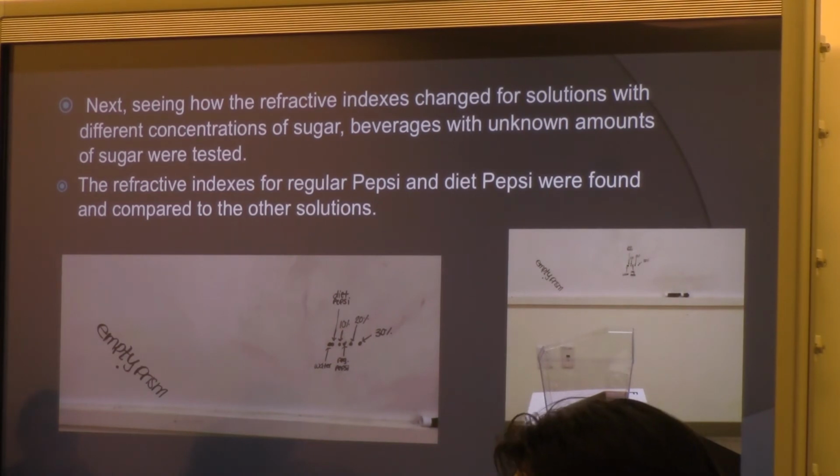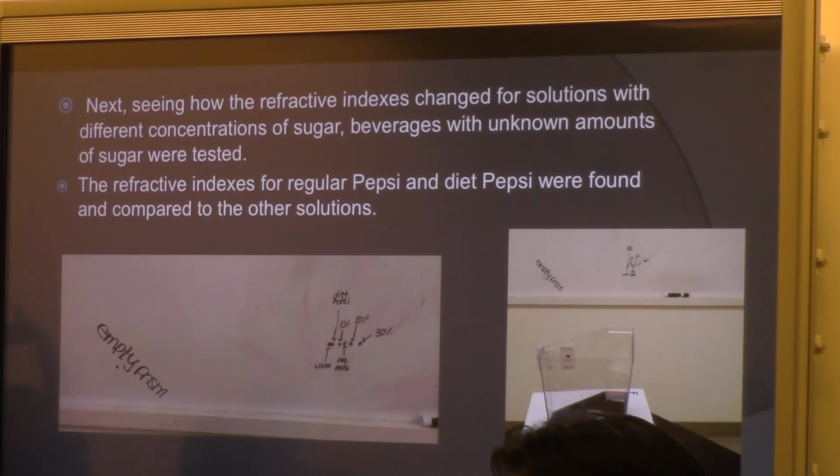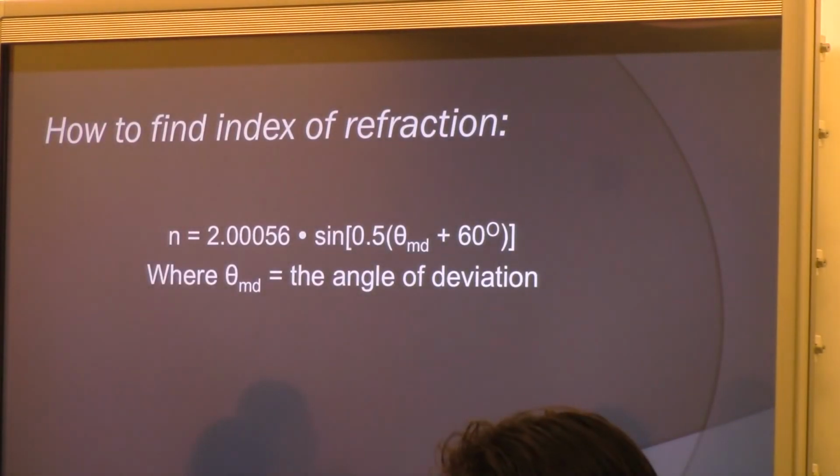So next, seeing how the refractive indexes change for solutions with different concentrations of sugar, beverages with unknown amounts of sugar were tested. The refractive indexes for regular Pepsi and Diet Pepsi were found and compared to the other solutions. So you can see that you got 2 images there. The first one on the left is the laser that pointed through an empty prism with no water whatsoever. And then when you put the water in, it shifts solid like half a meter to the right. And then when you add different amounts of sugar into it, you can see it shifting a couple centimeters each time. And for the second picture, you can just see it actually being angled farther away through the cola or Pepsi.